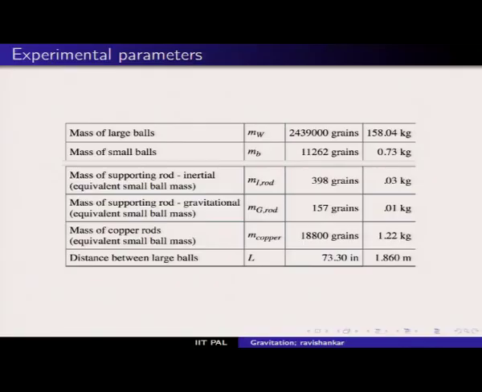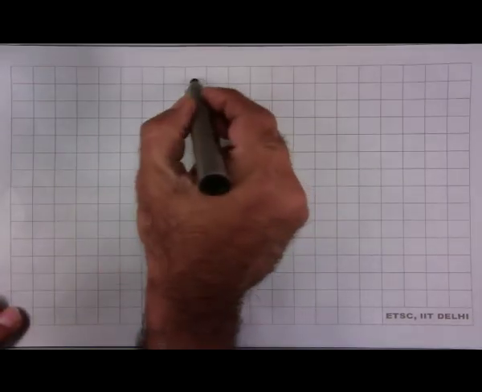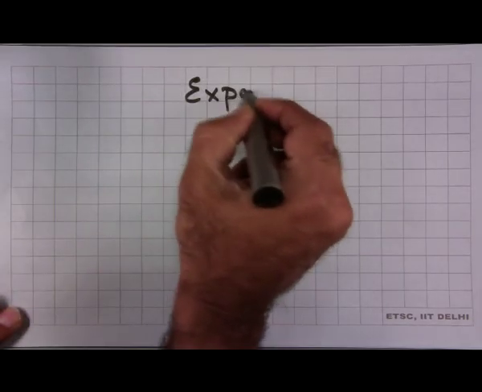And here you have the details. I do not know whether it will be visible or not. So let me write it down here so that you can see what it is. So, experimental details.